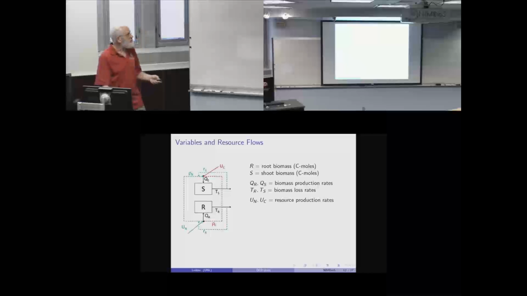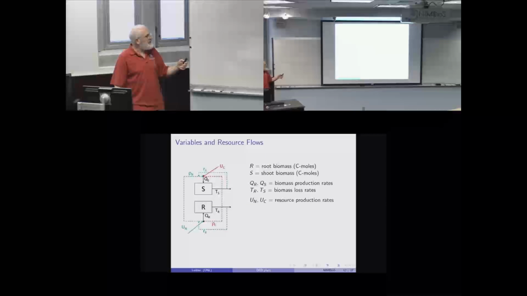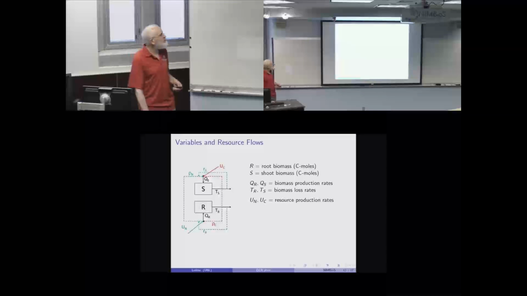The U's are resource production rates. They go into the synthesizing units. So they go into the synthesizing unit. And because we're assuming local allocation, all of the carbon that's produced by the leaves goes into the shoot synthesizing unit. None of it goes into the root synthesizing unit. Whatever carbon the roots are going to get is going to have to be rejected by the shoots. It's not going to come directly from the leaves.